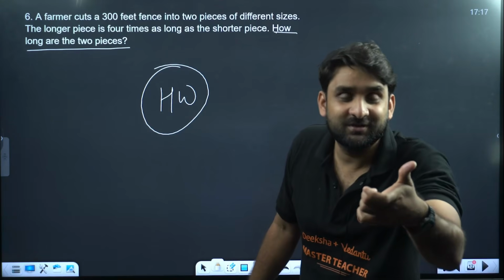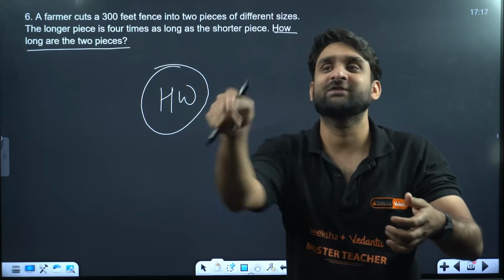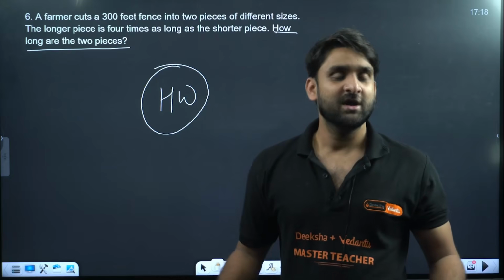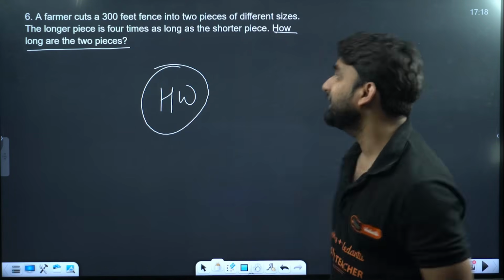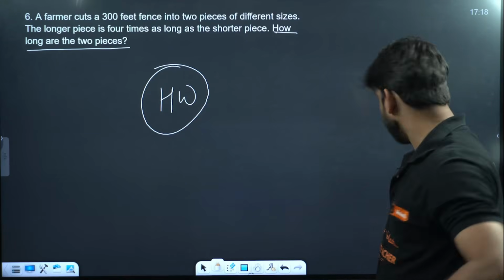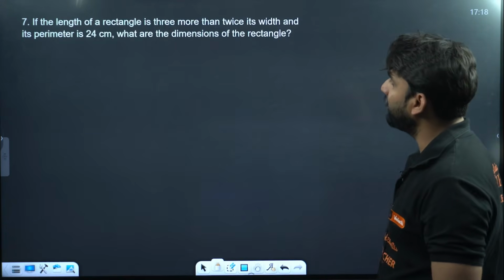So let's suppose the length of the first pipe is x meter, the length of the second pipe is y meter, and make an equation. And once you get the equation, basic mathematical calculation will be there. Okay, so let's check. I'll be waiting for your answer in the comment section. Please put your comment.